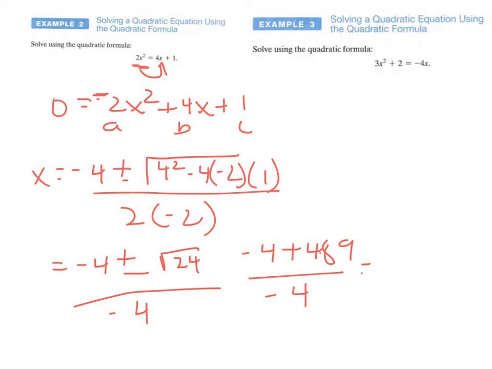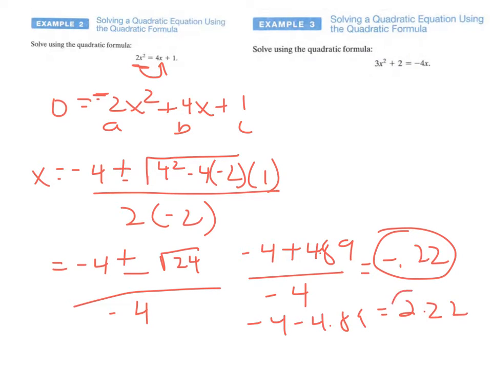When we do that problem, we're going to end up with a negative point, and I'm going to round to 2 decimal places, 2. So there's the plus part. Now let's do the subtraction part. So it's a negative 4 minus 4.89. Divide that by negative 4. And I'm going to get 2.22. So when we do the problem, we get a positive and we get a negative.